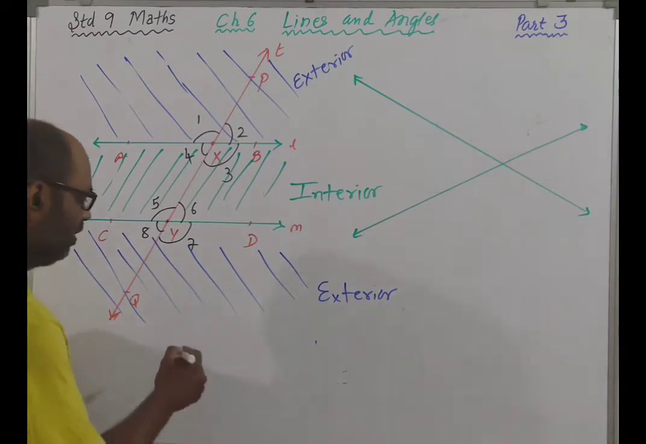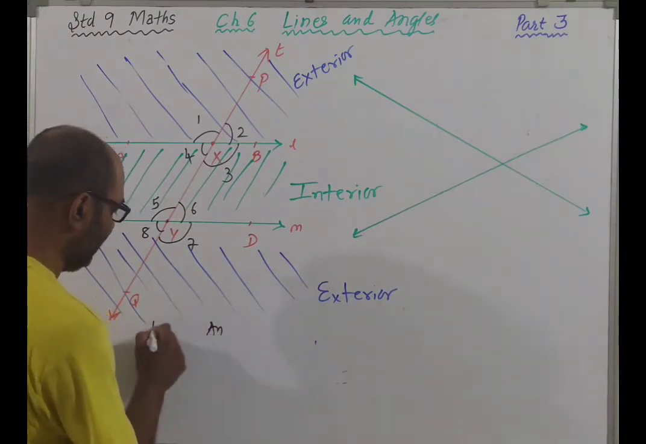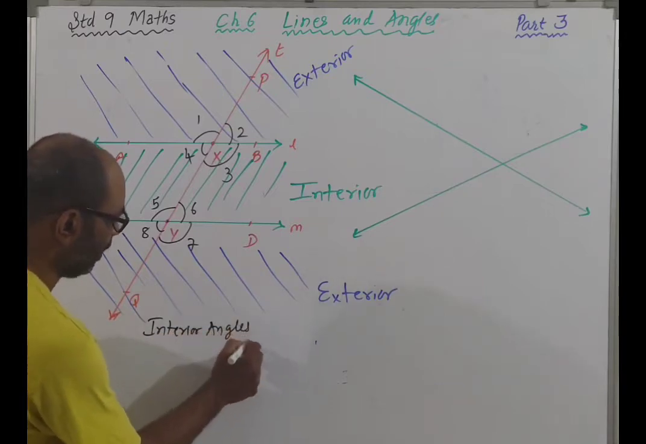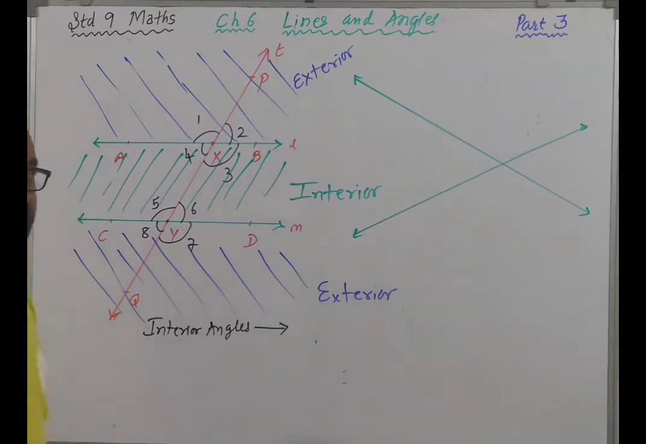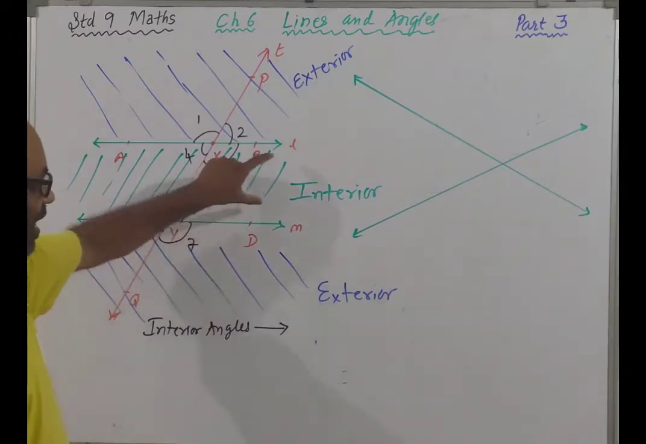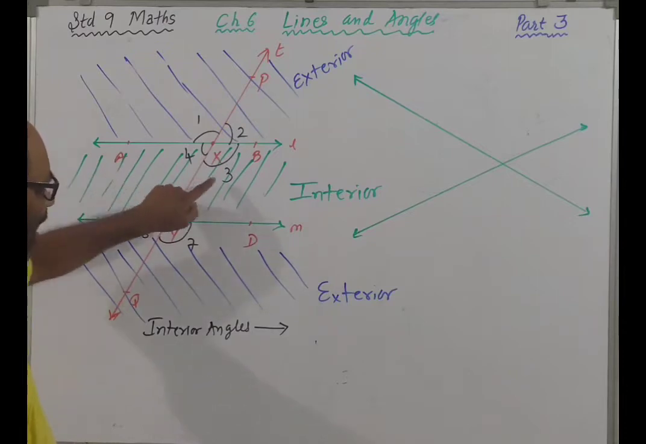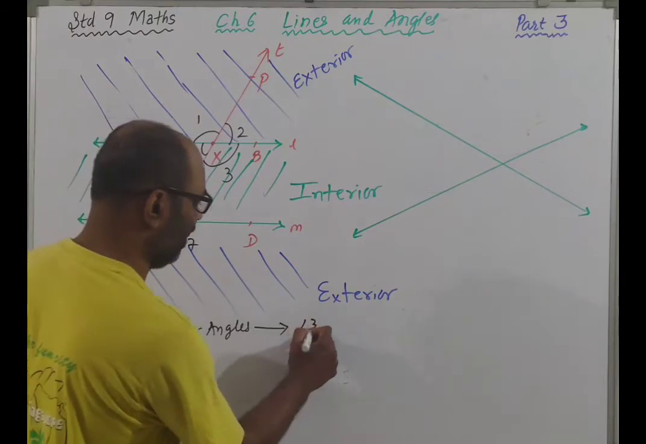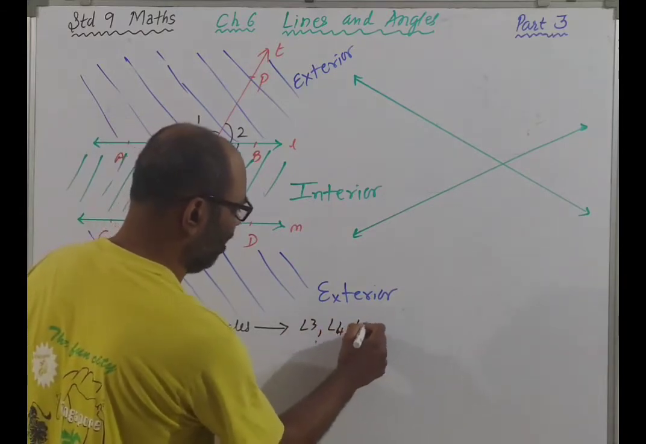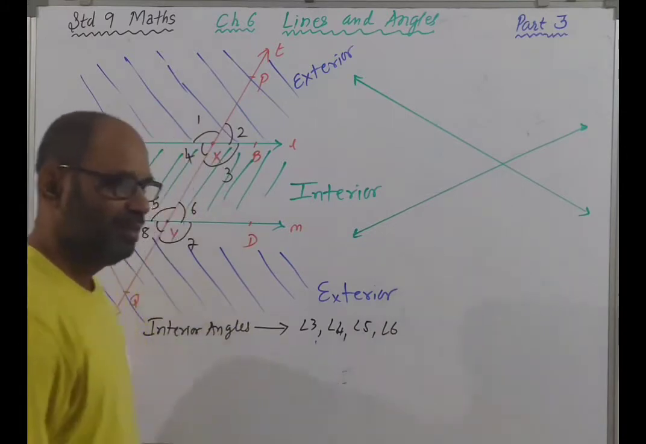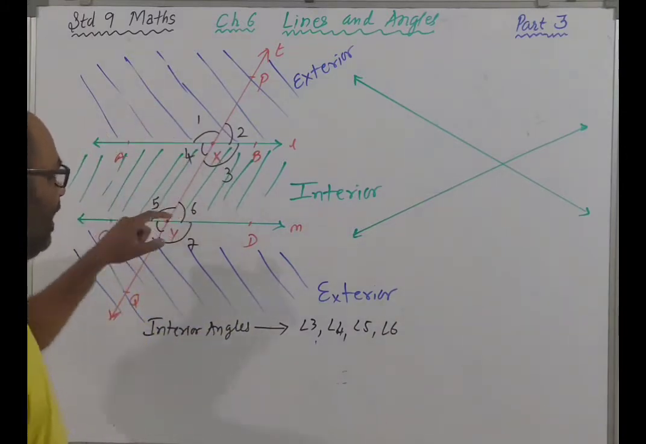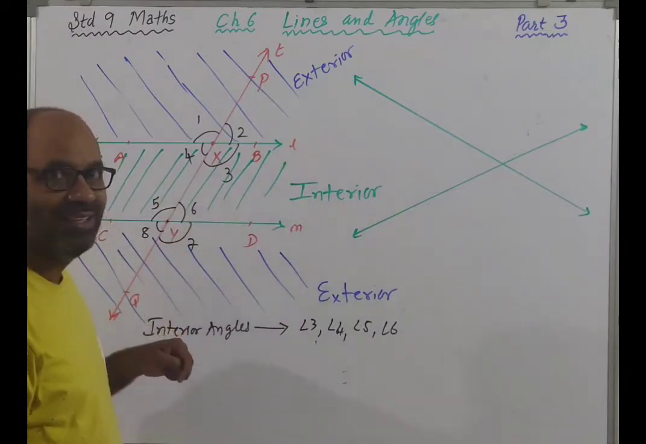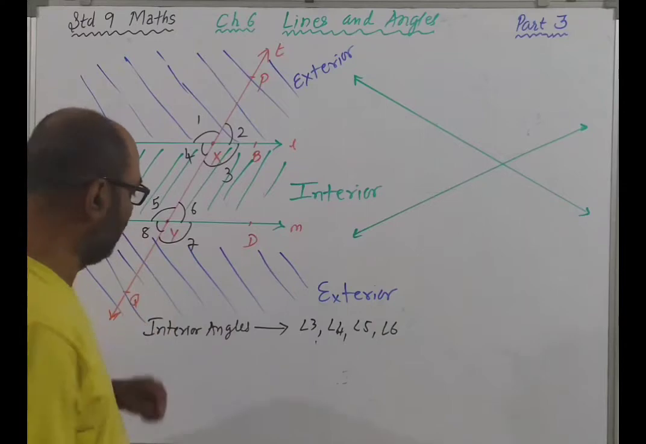Now tell me the interior angles. Give me the numbers of whichever are interior angles. Which ones are in the green line region? 3, 4, 5 and 6. Angle 3, angle 4, angle 5, angle 6. They are in the interior of these two parallel lines. Okay? So they are called interior angles.